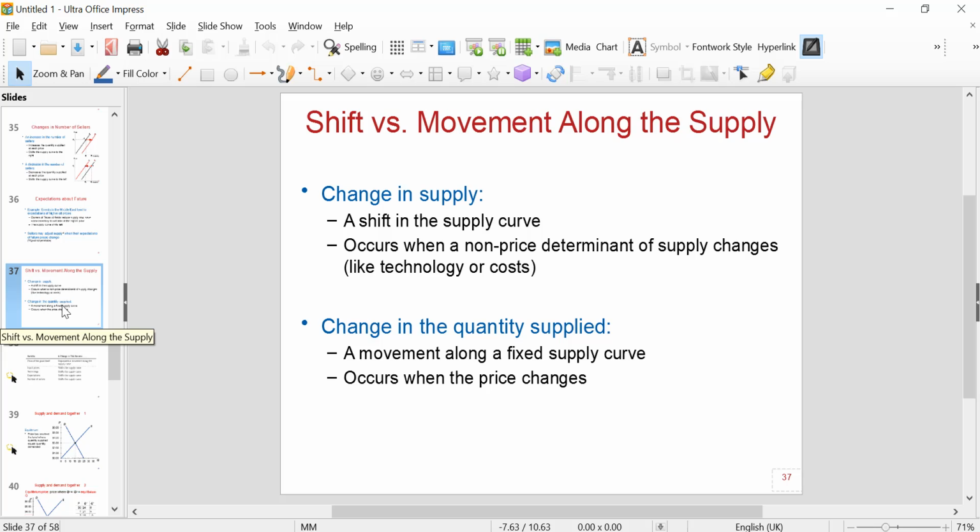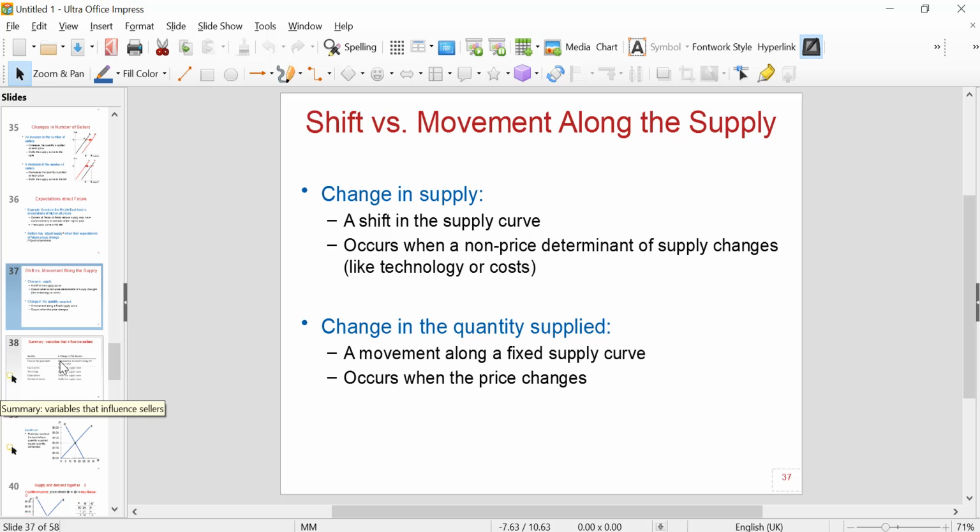So let's differentiate between shifts and movements along the supply curve. When we say change in supply, we usually refer to shifts, a shift in the supply curve rather than a movement along the supply curve. This happens due to changes in the non-price determinants of supply, like technology, cost, expectations, and number of sellers in the market. Now, change in the quantity supplied happens due to a change in the price. So this is just a movement along the supply curve.